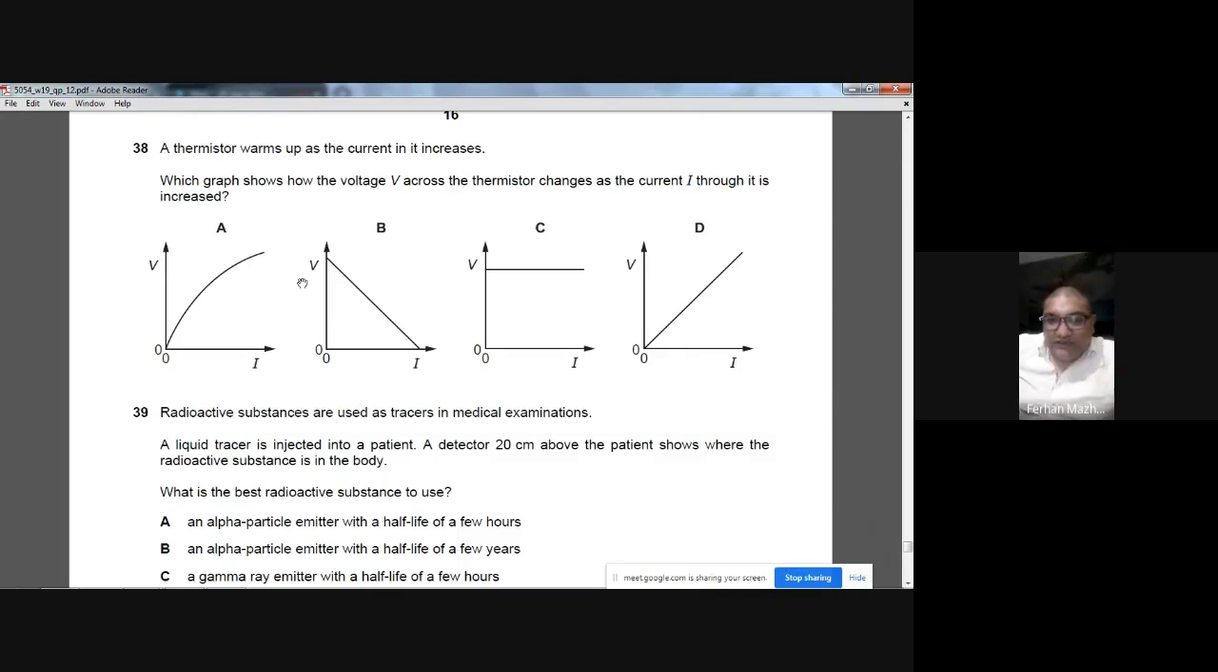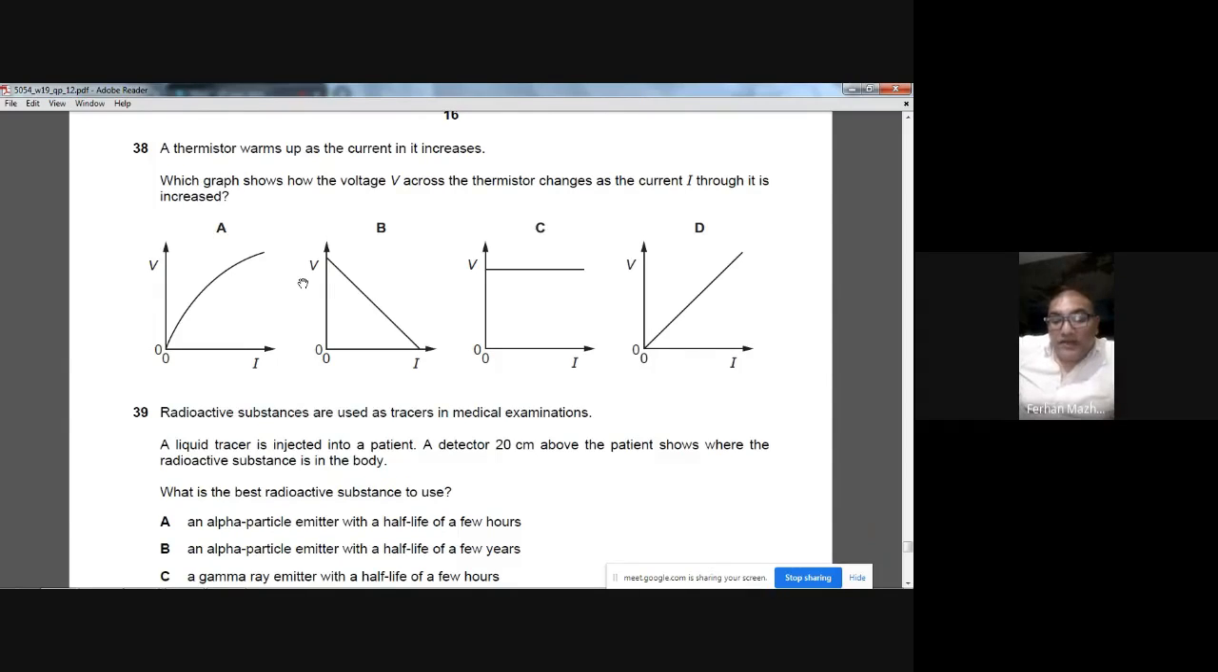See, your current is passing through the thermistor. When you increase the current, the thermistor starts heating up. It means that the electric energy is converting into heat energy. The more current you are passing through it, the more heat energy is produced. So it's not that normal thermistor which we studied in our course. So what is happening here? When you are increasing the current, the thermistor is heating up. The electric energy is converting into heat energy.